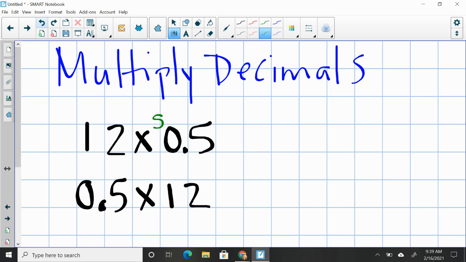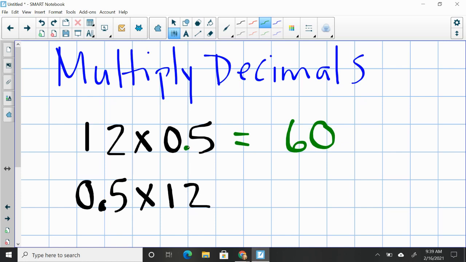So really all we're doing when we are multiplying decimals, and he said this in the video, is that we're basically ignoring the decimal point. So we're pretending that it's not there, and we're going to go ahead and multiply. 12 times 5 is what? 60. Okay. So 12 times 5 is 60.